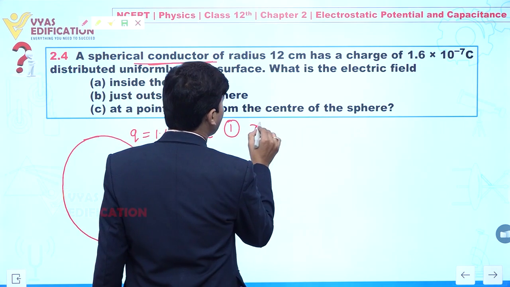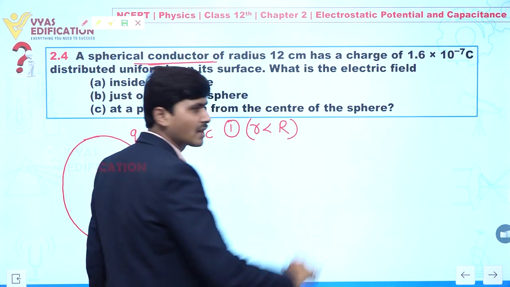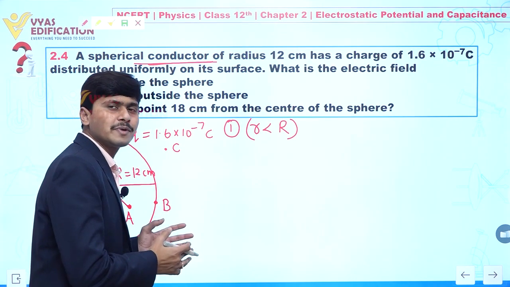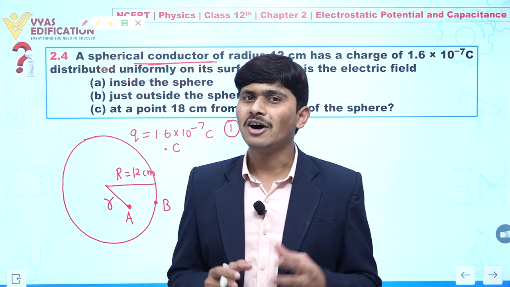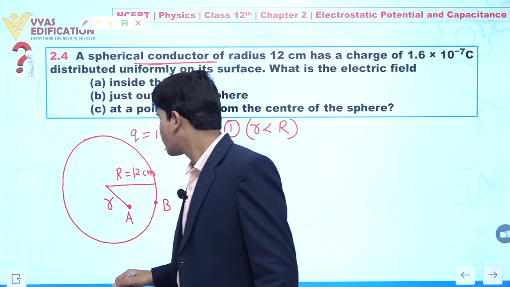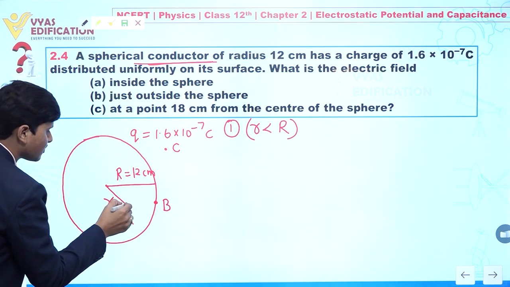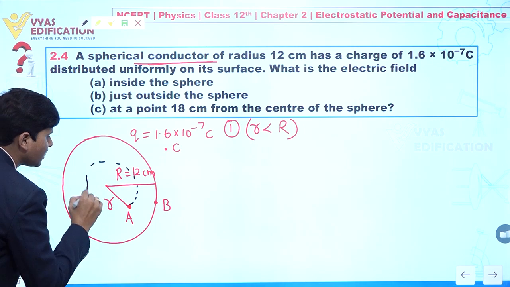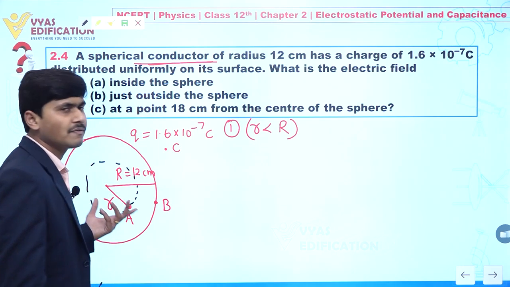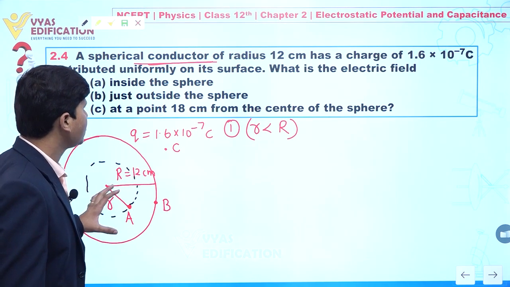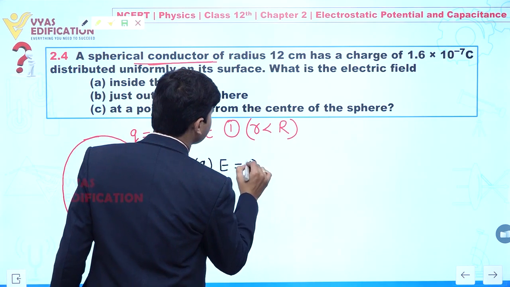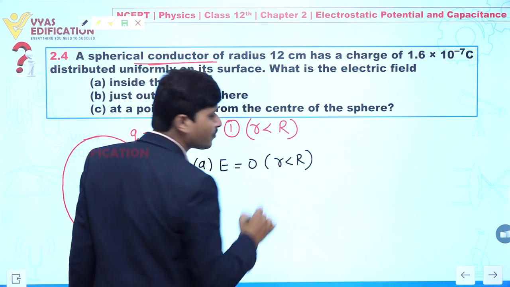So we can say when r is less than capital R, clear. Now we can say whenever we have a spherical conductor, electric field inside is always 0, because if we take a Gaussian surface, let's suppose you assume any Gaussian surface, within this Gaussian surface you will not find any electric charge, clear. So we can say electric field is 0, yes or no. So the first answer of this question, electric field inside the sphere, we are getting 0, yes or no, clear.